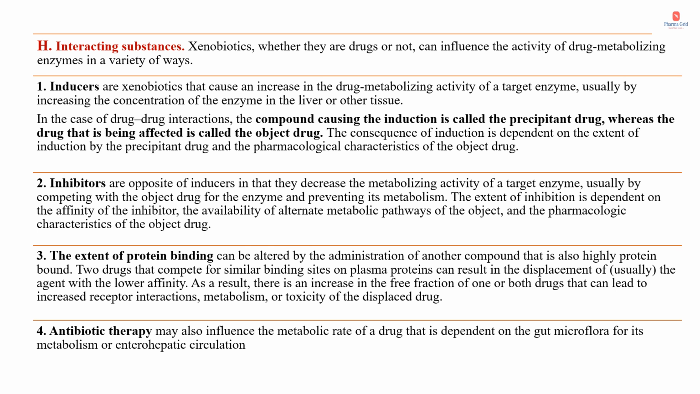Next point is the extent of protein binding. The extent of protein binding can be altered by the administration of another compound that is also highly protein bound. Two drugs that compete for similar binding sites on the plasma proteins can result in the displacement of the agent with the lower affinity. We have seen this in distribution; these are certain kinds of displacement interactions. The one having the higher affinity will bind to the plasma protein compared to the one having the lower affinity. As a result, there is an increase in the free fraction of one or both drugs that can lead to increased receptor interactions, metabolism or toxicity of the displaced drug.